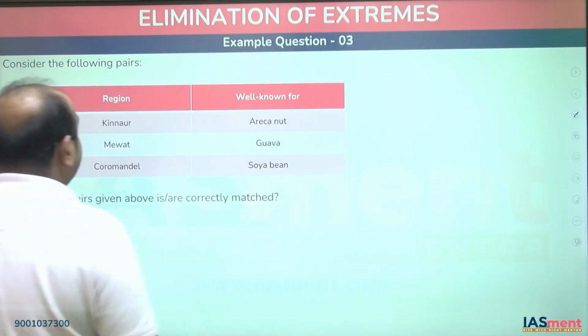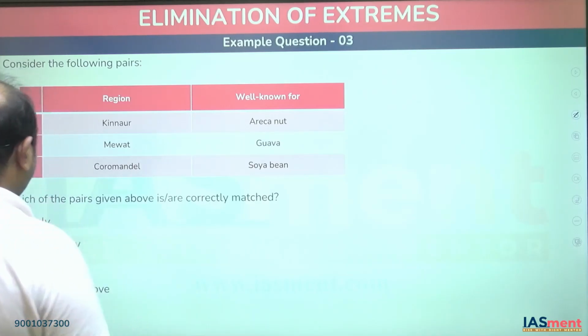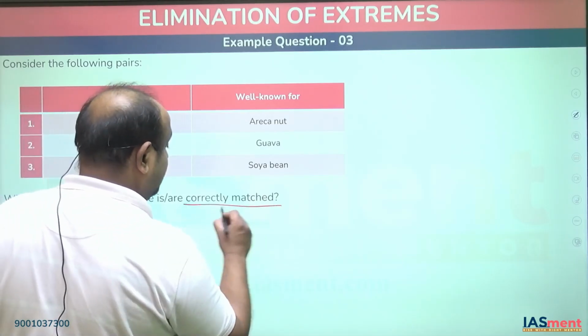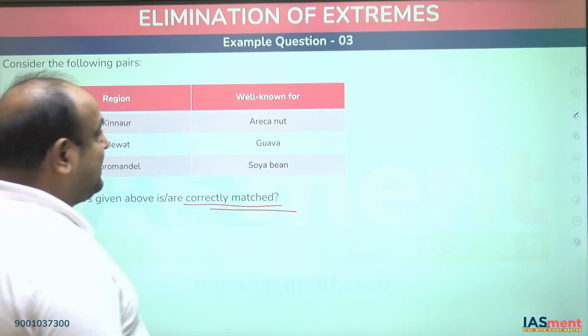Third question. Consider the following pairs. Which of the pairs given above are correctly matched? This is not a match the column question. Here they are asking which pair is correctly matched.